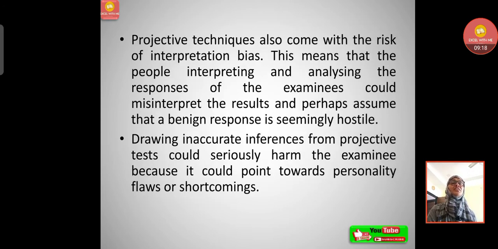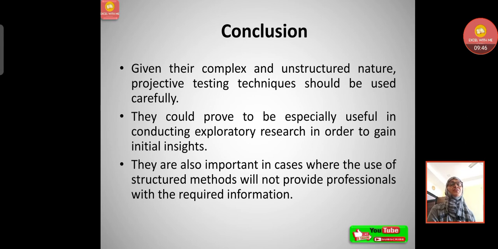Projective techniques also come with the risk of interpretation bias. This means that the people interpreting and analyzing the responses of the examinees could misinterpret the results and perhaps assume that a response is seemingly hostile. So, drawing inaccurate inferences from projective tests could seriously harm the examinee because it could point towards personality flaws or shortcomings. So, we come to the end with the conclusion.